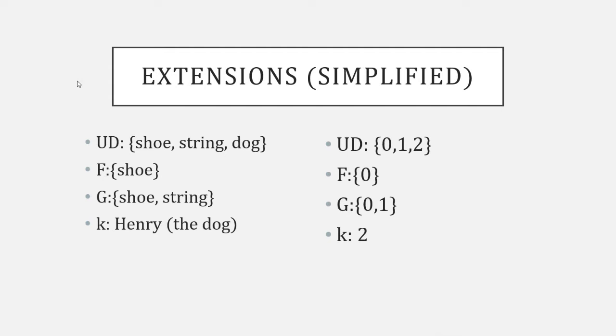So we're saying that the object 0 has the F property, being footwear. The objects 0 and 1 have the G property, being green. And then with names, we can just say this name applies to this object. So number 2 is the thing picked out by the name Henry the dog, or K.